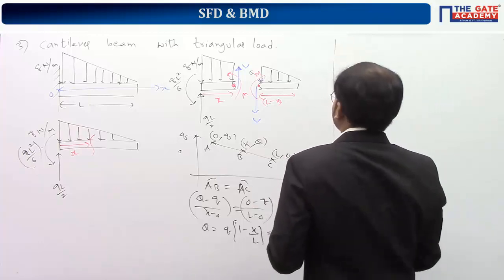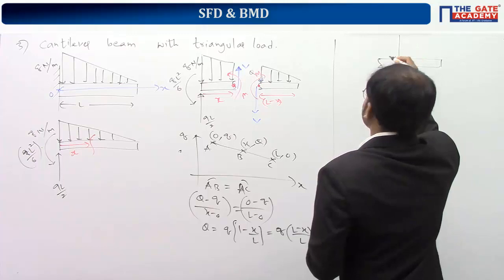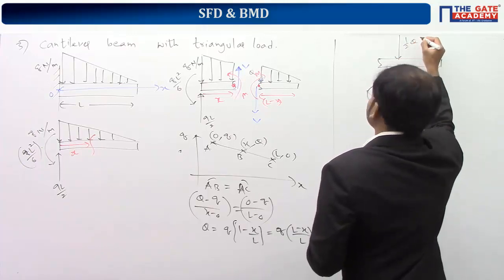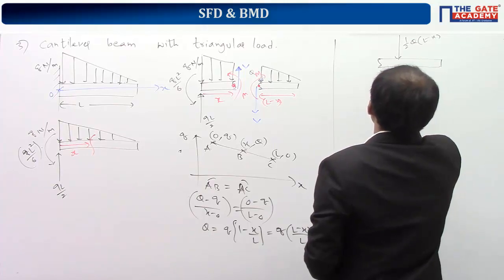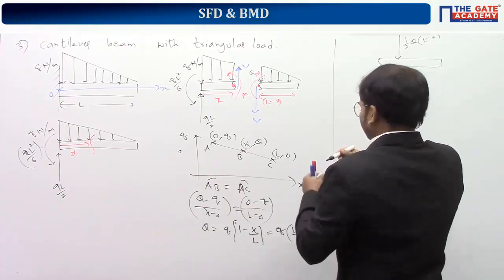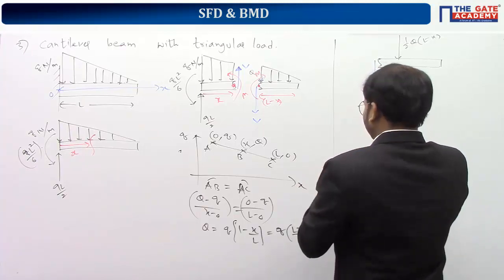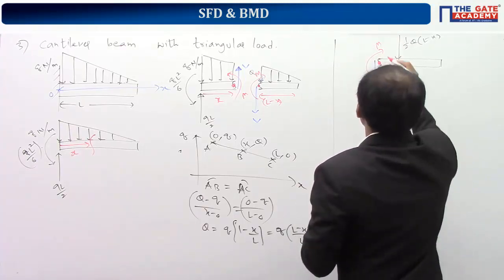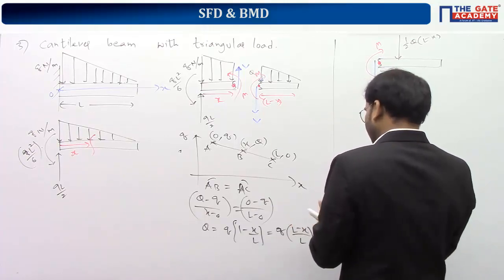So I'm taking the right side part of the cut and doing the calculation. So the load is nothing but equivalent to half capital Q into L minus x, which is acting over a distance of L minus x by 3. So here V should be taken downside and M should be taken clockwise, and this is the point here. And capital Q is equal to q into L minus x by L.